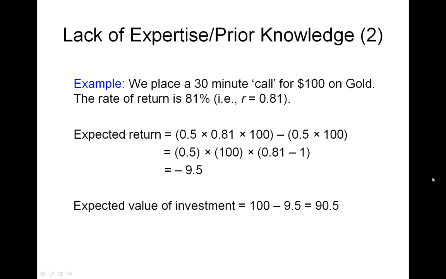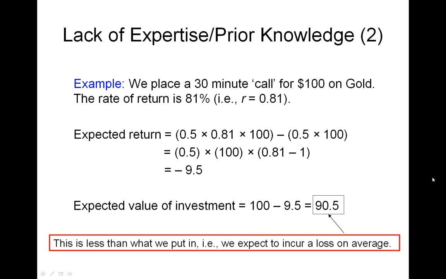Now be very careful. This does not mean that if we place any odd bet, we expect a result in $90.5 and we're going to lose $9.5 every time. This just means on average, even if we make profits a certain number of times, given a holistic view, given a picture of all the bets we make, on average we expect to lose that amount. This 90.5 is of course less than what we put in. Therefore, we expect to incur a loss on average given this model of binary trading.